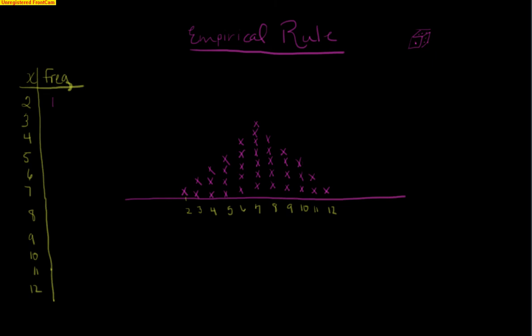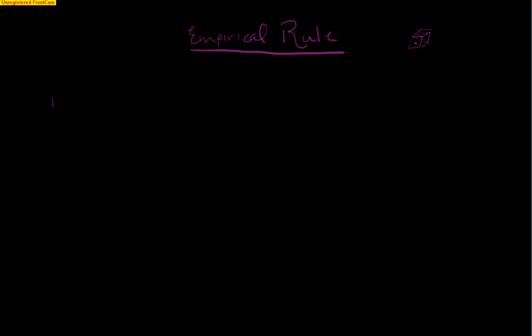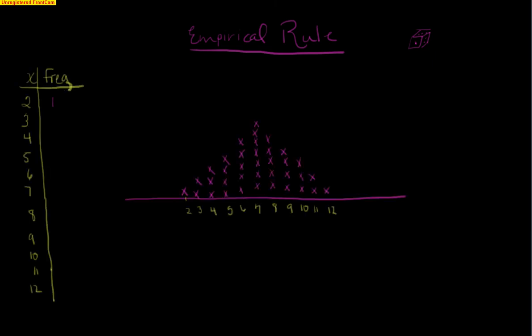These are the results, okay? So I put them all here. I get the 2 one time, a 3 two times, so on. And when I add all of those up, I end up with 37, which is also equal to n. That's how many times I rolled the dice. So I have 37 data points.